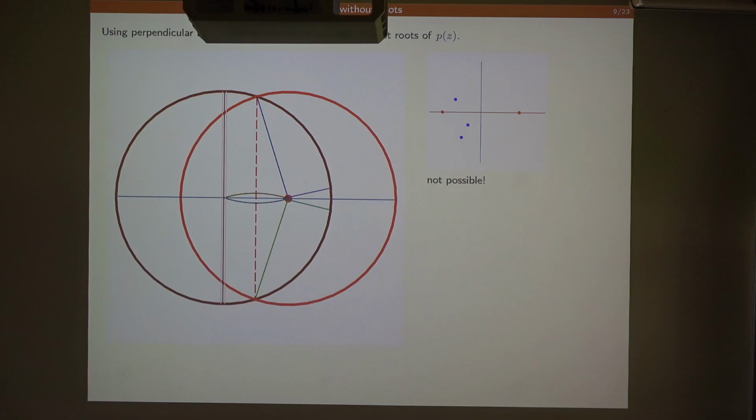This strategy said more on the geometry of the roots of polynomials. Okay. You have a question?